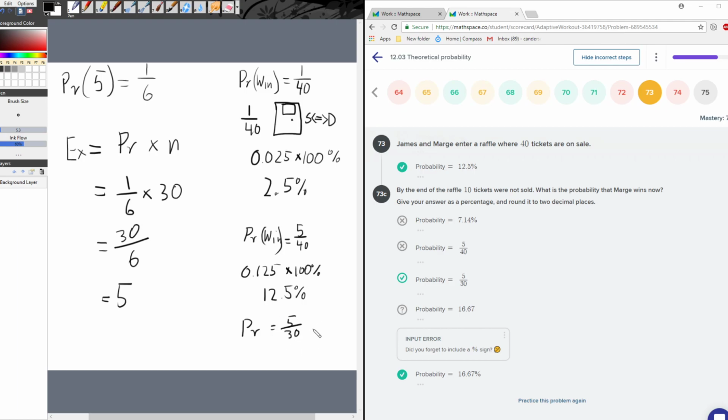Now if you put 5 out of 30 into a calculator, you will get 0.1666667. Then times it by 100, and you'll get 16.666. Now this question only wants 2 decimal places. So what I do is I draw my line in between these two numbers, because there's 2 decimal places here. So the first one and the second one. Now 6 rounds up, so then this becomes a 7. So the answer will be 16.67%.